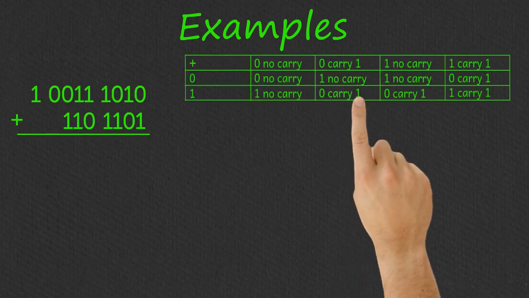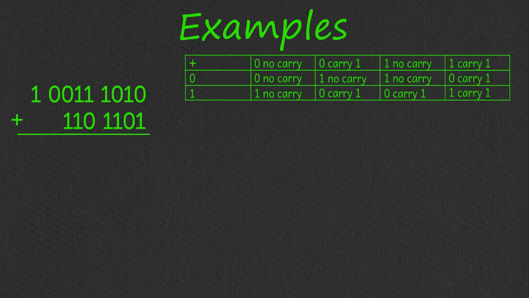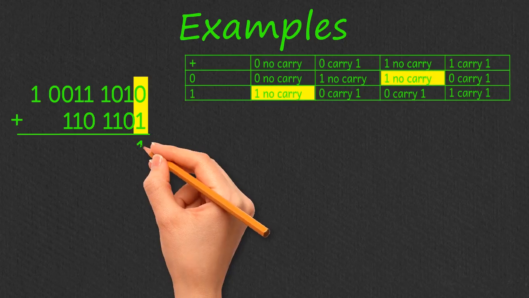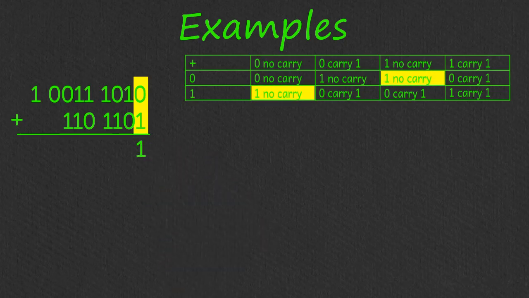Now, we are ready to start the digit by digit addition. The two rightmost digits are 0 and 1, and there is no carry. From our table, we can see that they add up to 1 with no carry. It doesn't matter whether you look at 1 at 0 with no carry or 0 at 1 with no carry.